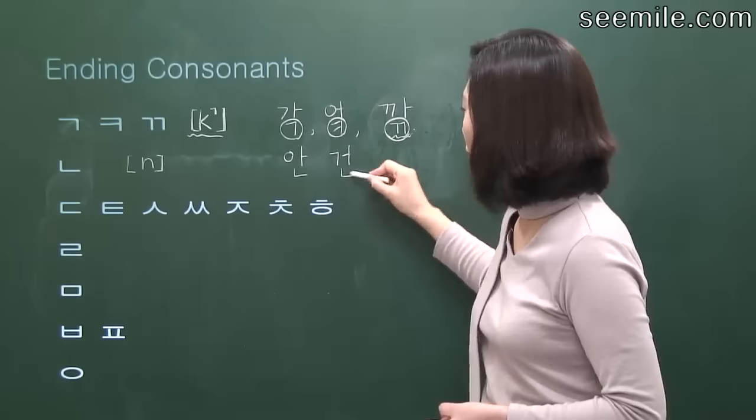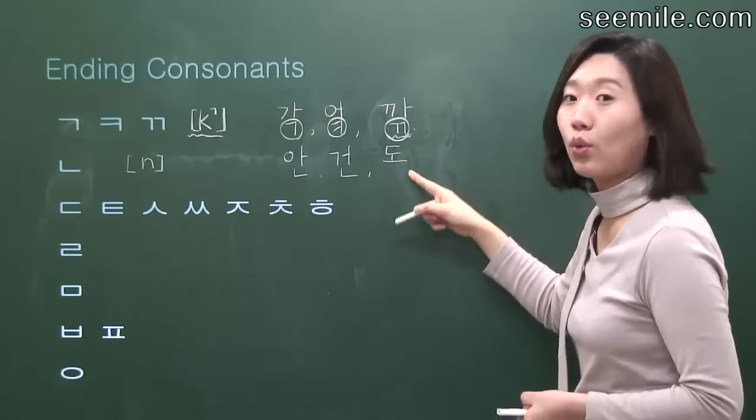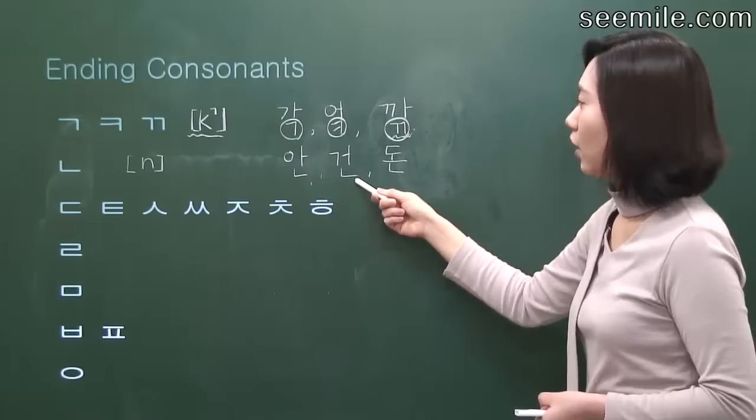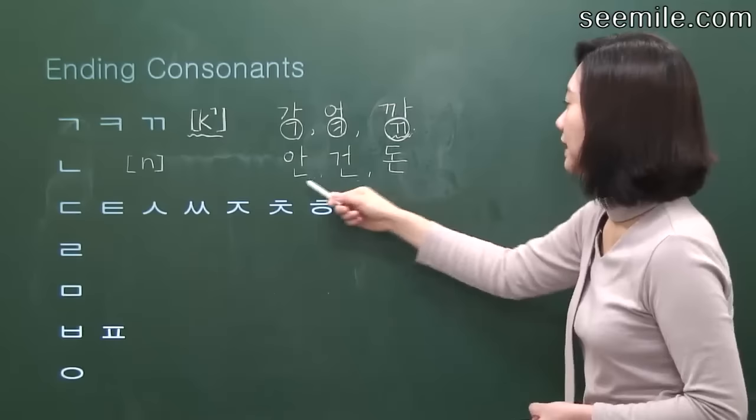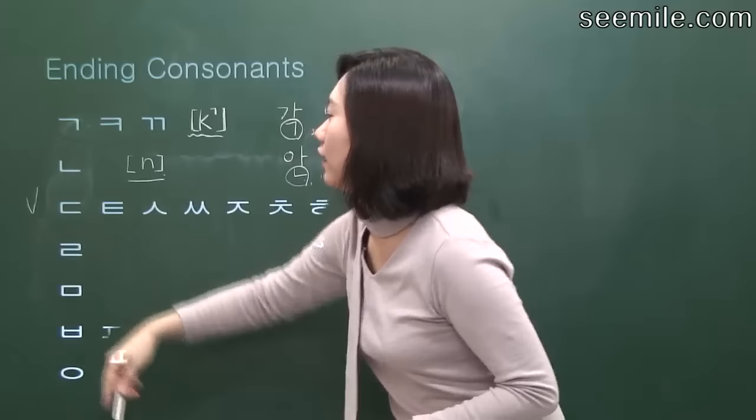Okay, the sound plus o, o is 도, 도, 돈, 돈. Okay, 안, 안, 건, 건, 돈, 돈, 은 sound, 은 sound. Okay, and the most important part of ending consonants is this.